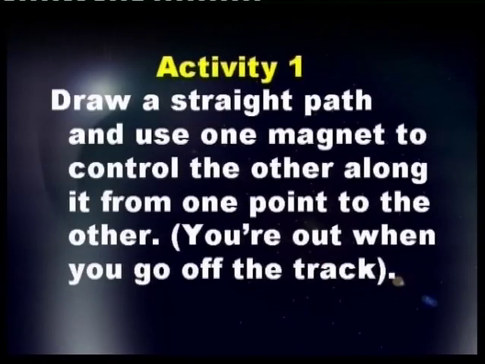Activity number 1, you will draw a straight path and use one magnet to control the other along it from one point to the other. You are out when you go off the track. This activity, you will not do it in your groups. We will have some students demonstrate this activity due to the number of magnet bars we have, and then you others observe and record the findings. That's for activity number 1.